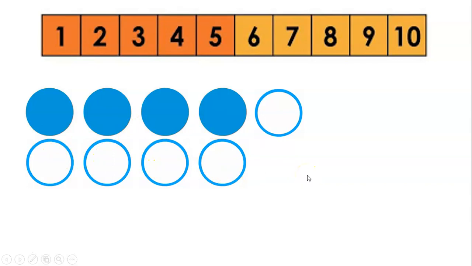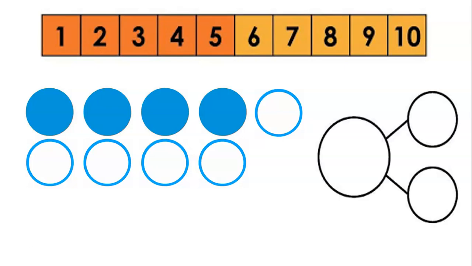Awesome. So we know to figure out these problems, we can use number paths, number bonds, number sentences, pictures. We can use our fingers. There's so many different ways to solve these problems. Okay, now let's put our number bond in there, and then we'll do a number sentence. So let's fill out this number bond.